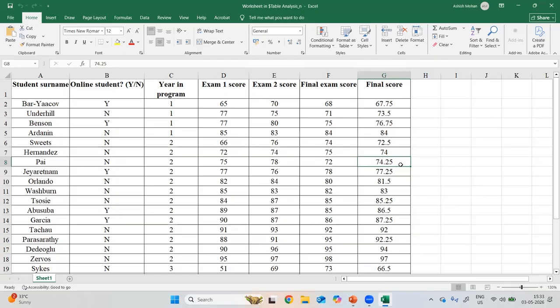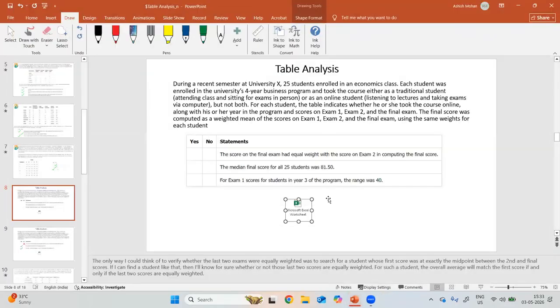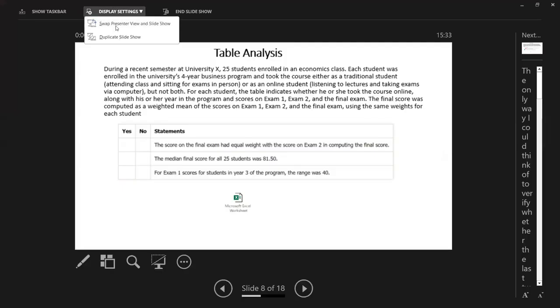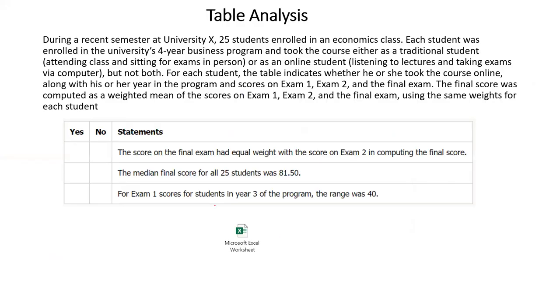So a lot of theory behind this, but I'm hoping that this elaborate explanation helped clear a lot of things, especially with respect to weighted averages, because weighted averages is a concept that will get tested not only in data insights, but also in quant. All right. So the answer would be no. The others are easy, by the way, here. So this answer is obviously no.